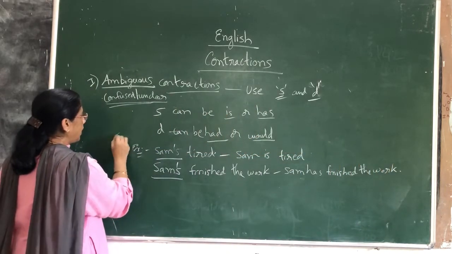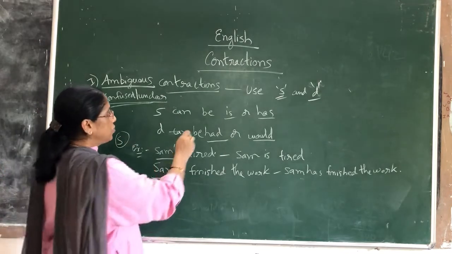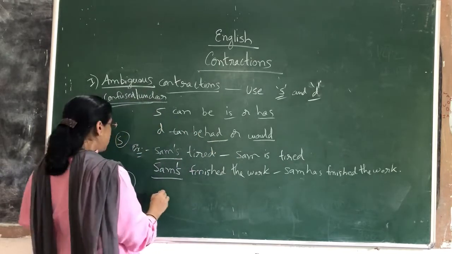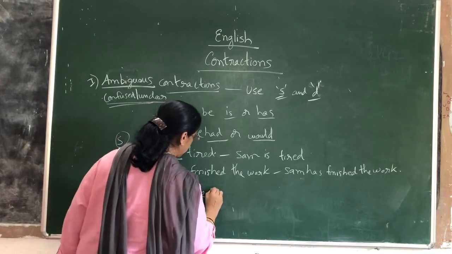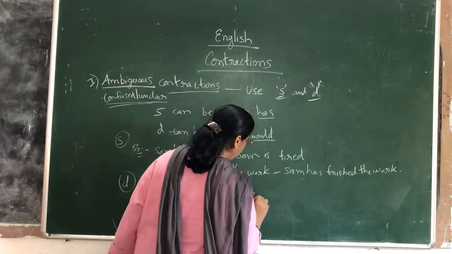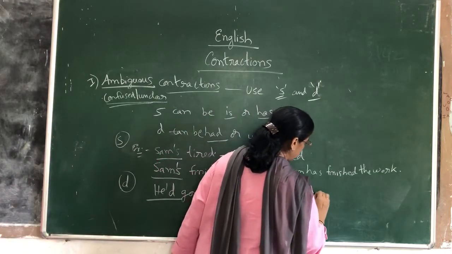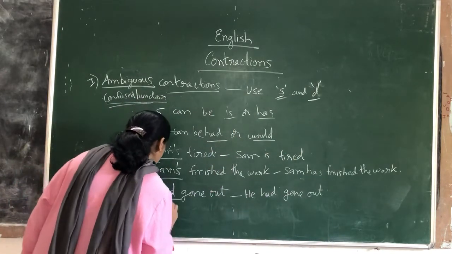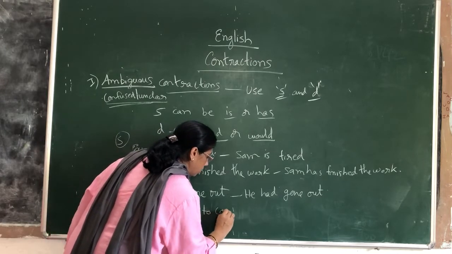Now this is regarding S. Now we will see about D. What I told, D we can use either. Okay, it can be had or would. So I'll give some example. He had gone out. So here he is what here? He had gone out. Is it okay? Next one. I would like to come.